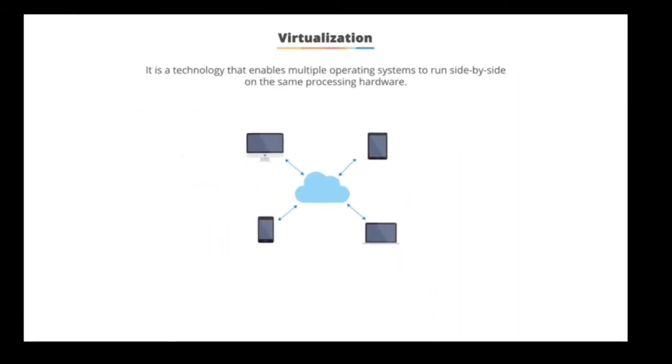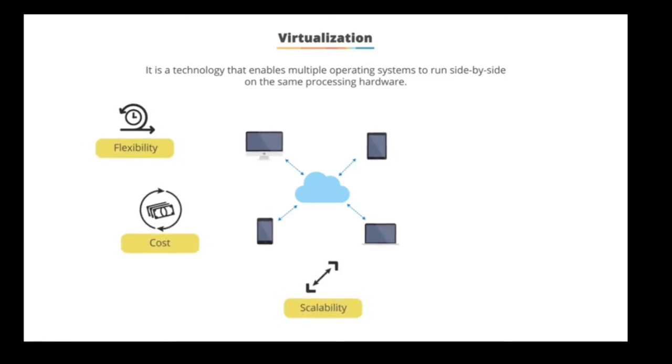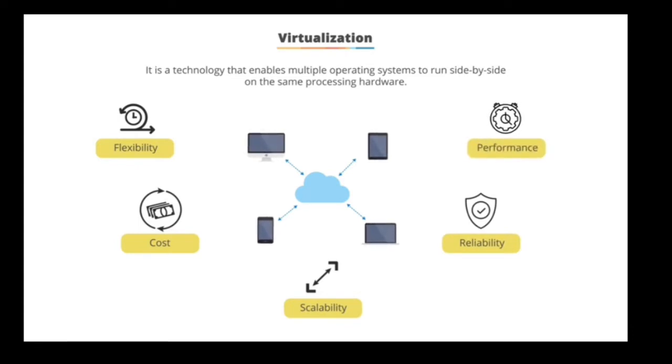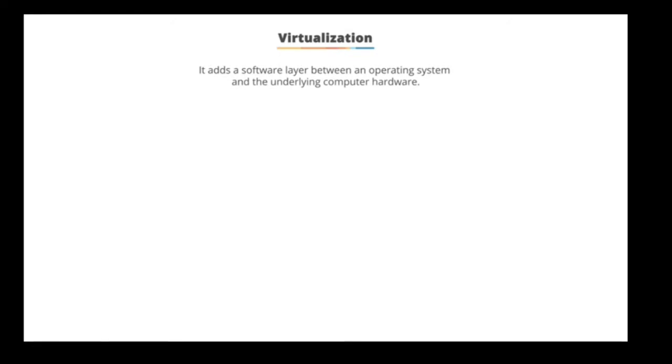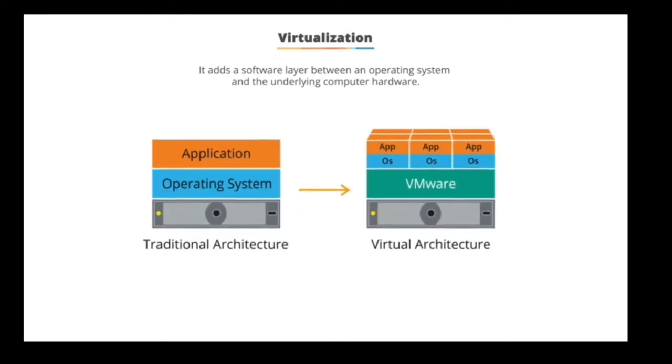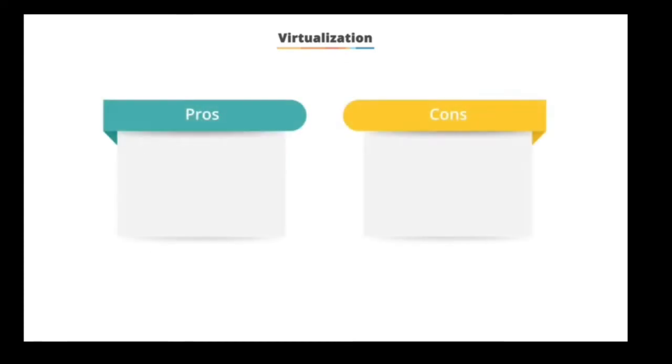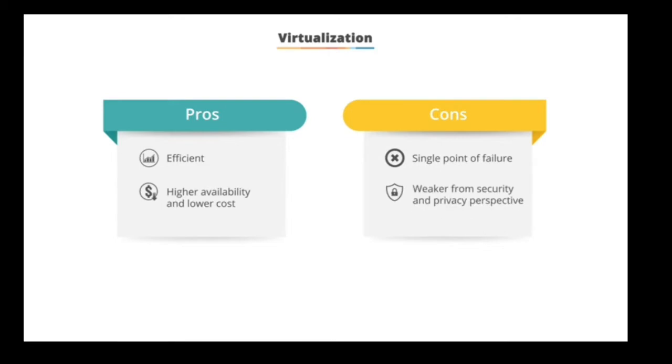It is a technology that enables running multiple operating systems side by side on the same processing hardware. In other words, we use an abstraction to make software look and behave like hardware with corresponding benefits in flexibility, cost, scalability, reliability, and often overall capability and performance, and in a broad range of applications. It adds a software layer between the operating system and the underlying computer hardware. Benefits: efficiency, higher availability, lower cost. The disadvantages: single point of failure, weaker from security and privacy perspective.